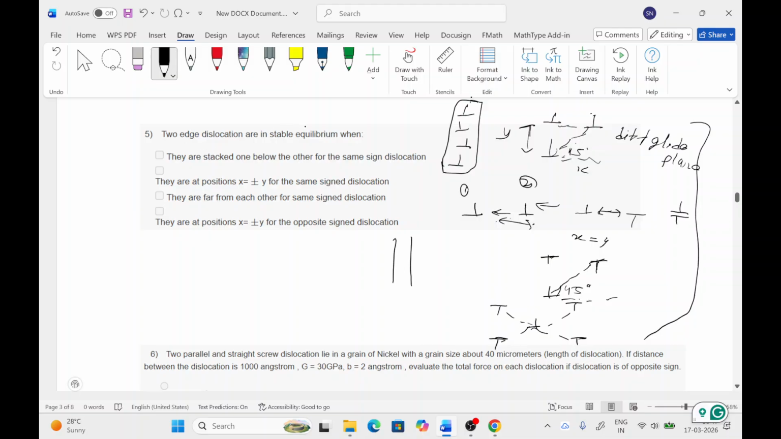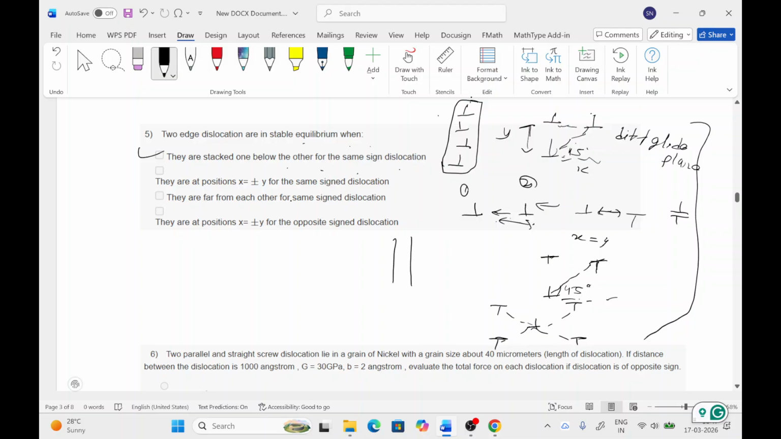In this question we have been asked that two edge dislocations are in stable equilibrium when they are stacked one below the other for the same sign dislocation. So this means the first option is correct. The same sign dislocation will make a stack array. And they are at positions x equals plus minus y for the same sign dislocation. So this is wrong. They are far from each other for same sign dislocation.